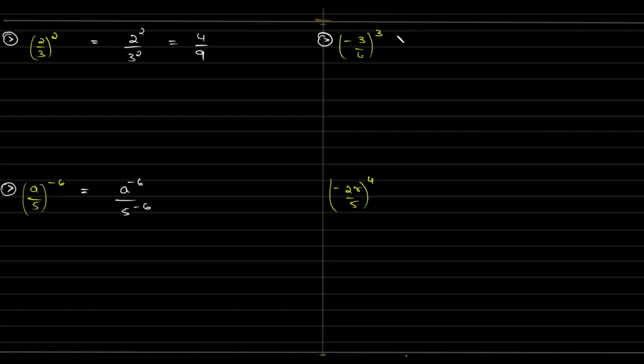Now we have a negative term raised to the power of an odd number. We have negative 1 into 3 by 4 whole to the power of 3. And this is negative 1 into 3 to the power of 3 divided by 4 to the power of 3.